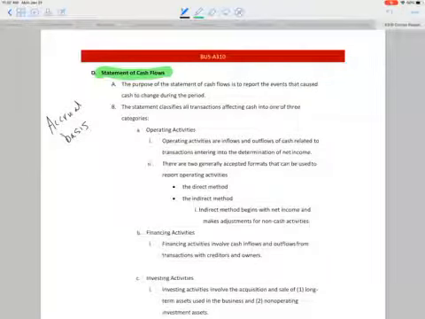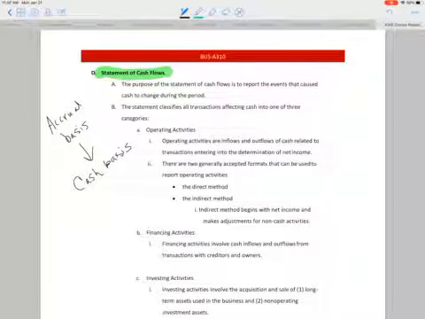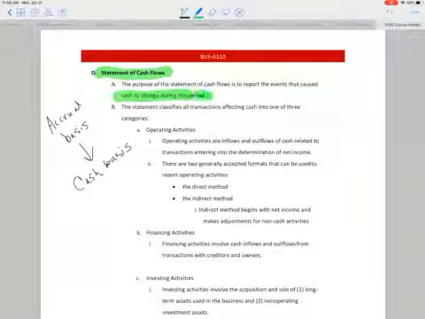We also use the accrual basis of accounting for the balance sheet as well. So we would record, for example, an asset that we purchased even if we haven't actually paid cash for it. So what this statement of cash flows does is helps us to transfer the information from those financial statements from accrual basis to a cash basis. So what it shows us is the events that cause cash to change during the period.